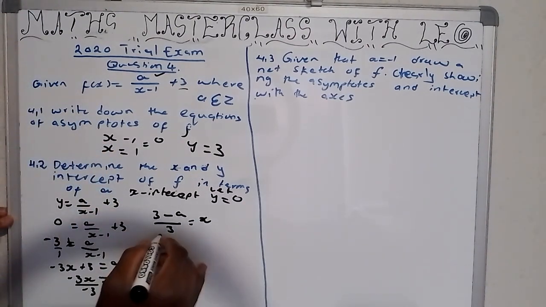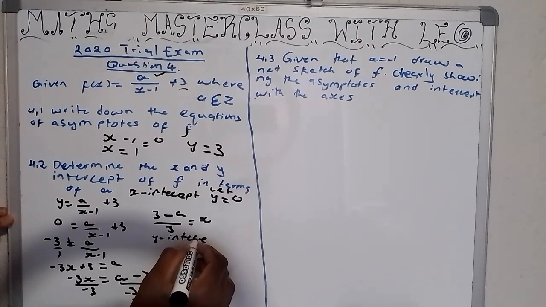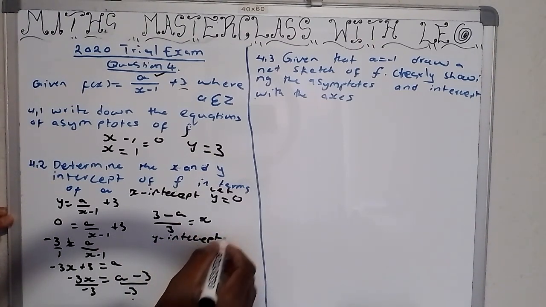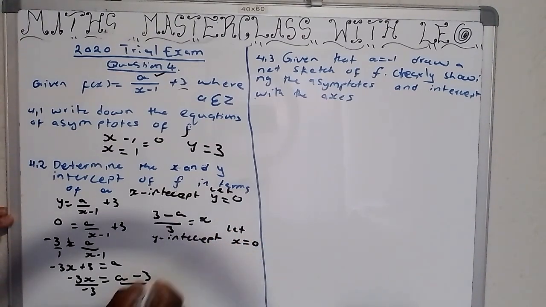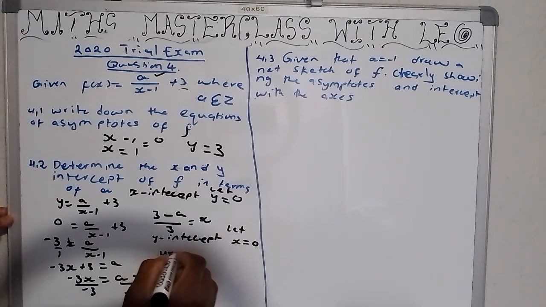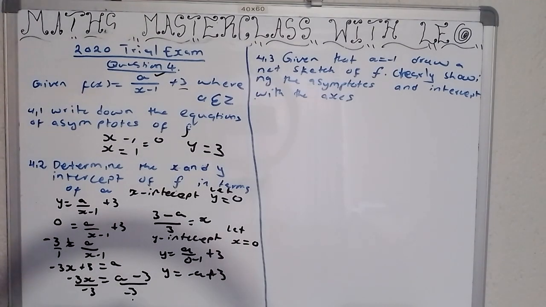For the y-intercept, let x be equal to 0, right? Where I have x, I'll just put 0. y is equal to a over 0 minus 1 plus 3. Then y is equal to negative a plus 3. Those are my intercepts, good people.